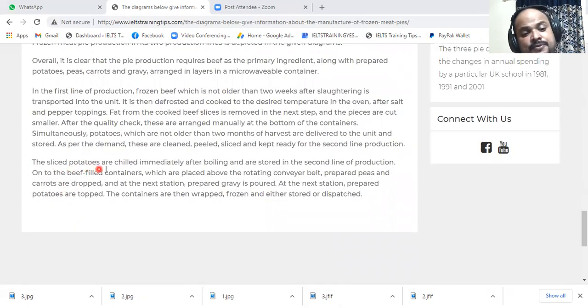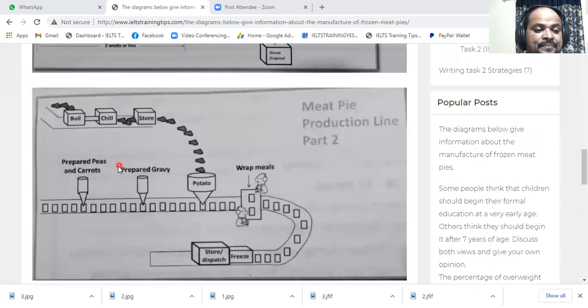The sliced potatoes are chilled immediately after boiling and are stored in this second line of production. Yeah, it is boiled, chilled, and stored.